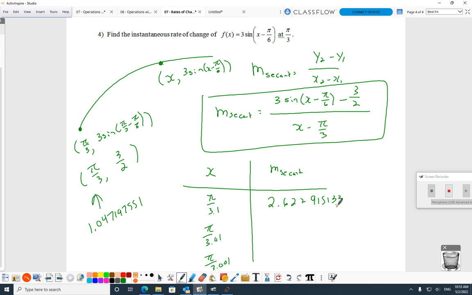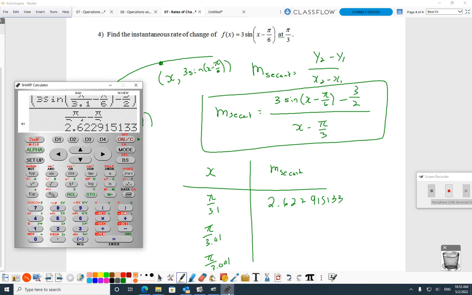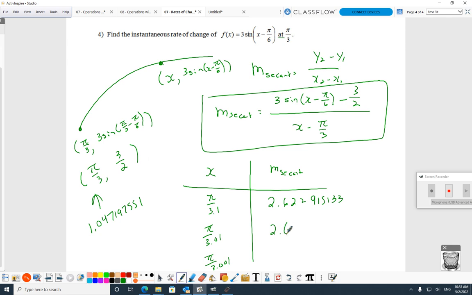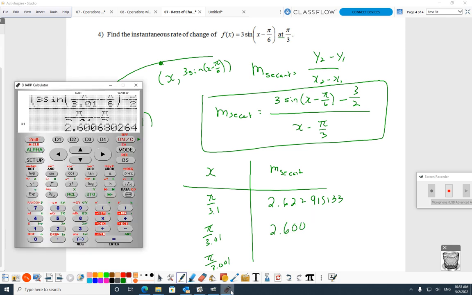You're like, oh, that was awful, typing that all in. You'll be happy now, because now I'm just changing it. I'm getting closer to pi over 3. I'm going to go pi over 3.01. Then I just have to go back and change all those 0.1s to 0.01s. Almost there. 2.600680264.